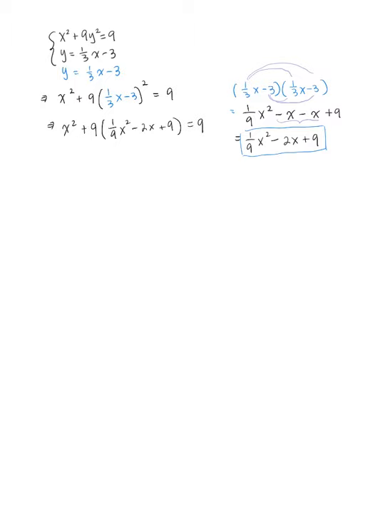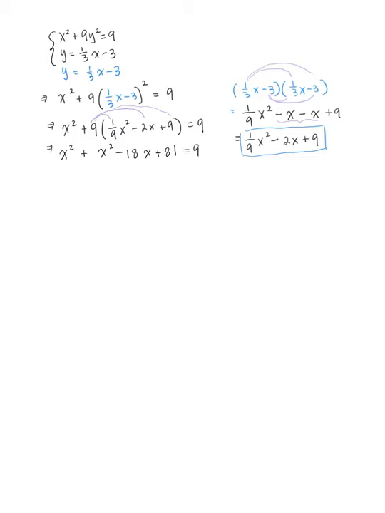All right, let's take one step at a time. Now I'm going to distribute this 9 to each term in the parentheses. So what we get is x squared plus 9 times 1/9 x squared, which just gives us x squared. And then I'm going to distribute the 9 to minus 2x, so we get minus 18x. And then I multiply 9 times 9, which is 81, equals 9.